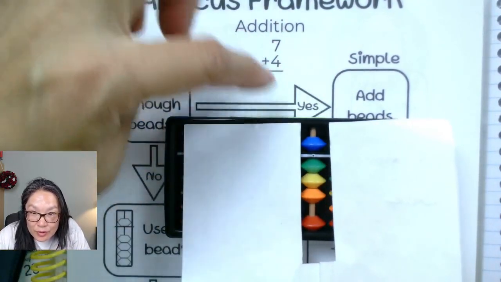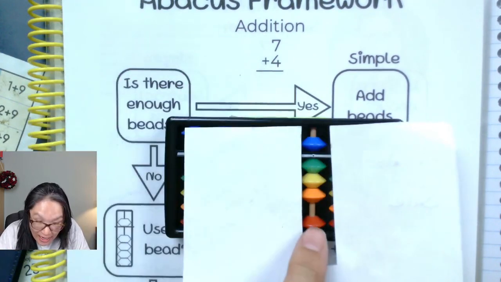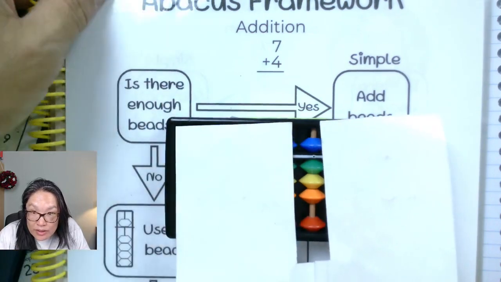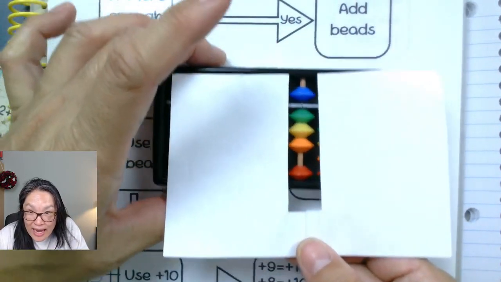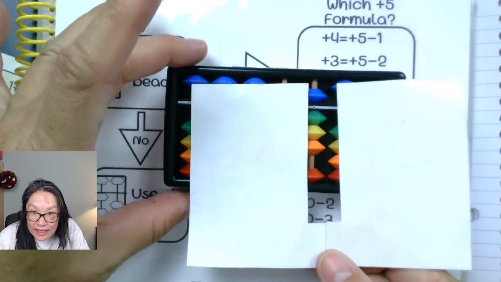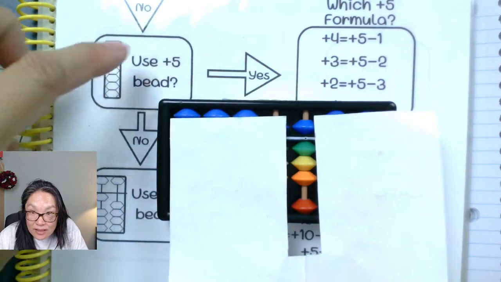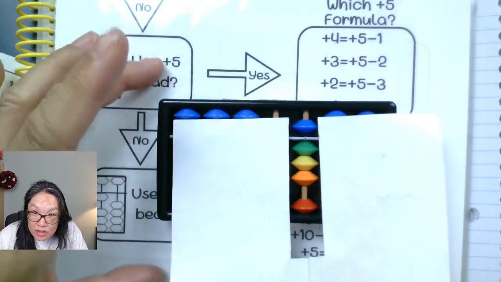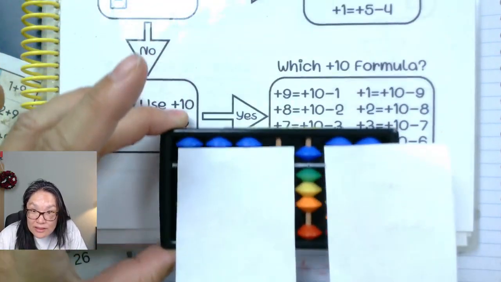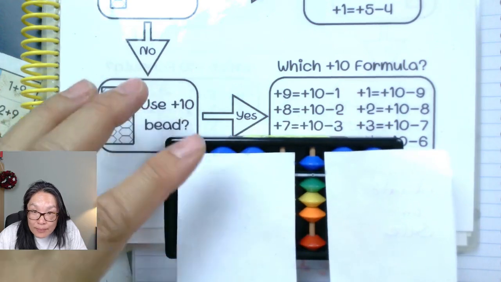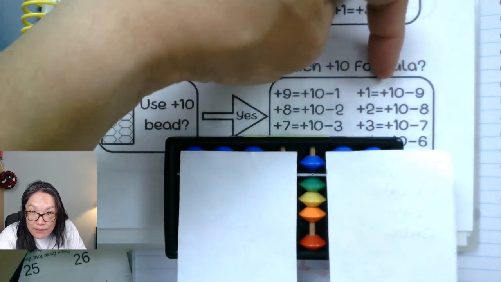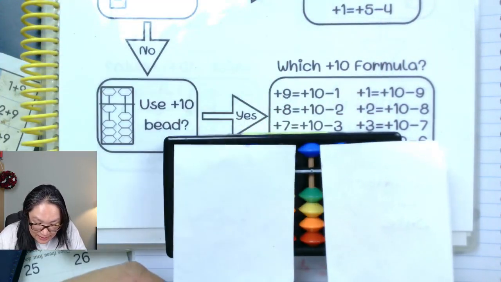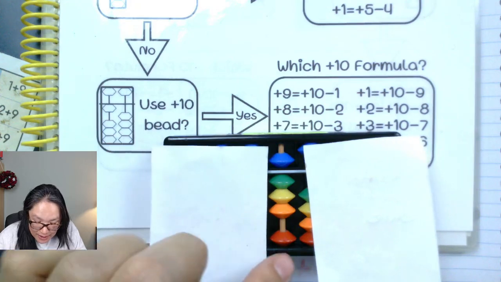Can we add the 2? No, we cannot add any more 2. There's only one bead here. So what do we do? Can we add the 5? No, we cannot add it because it's already there. So then we have to go to this one. Plus 2 is equal to minus the 8 plus the 10.